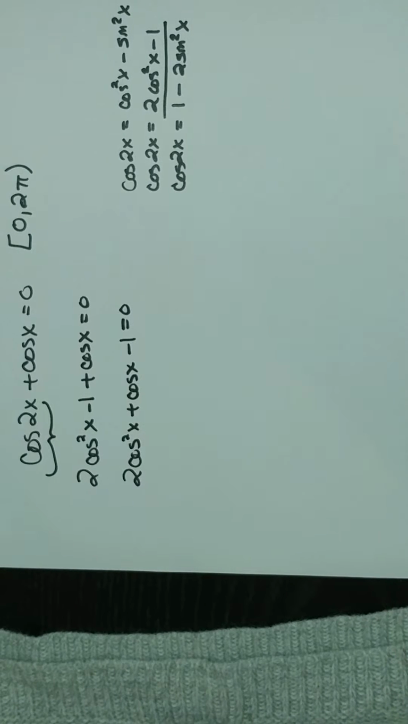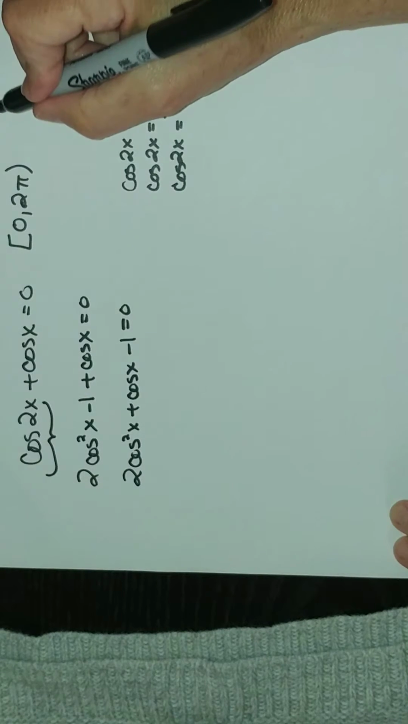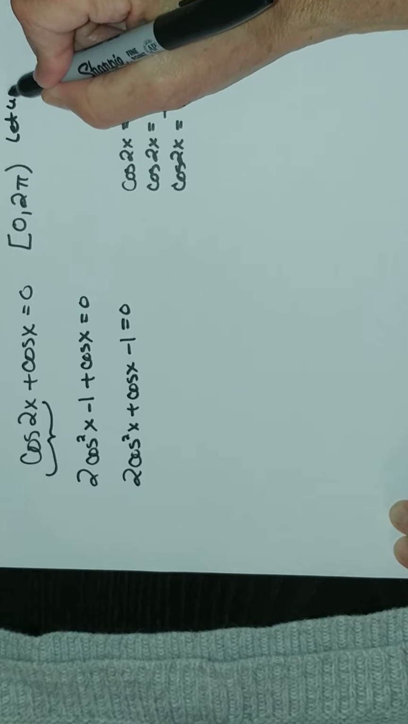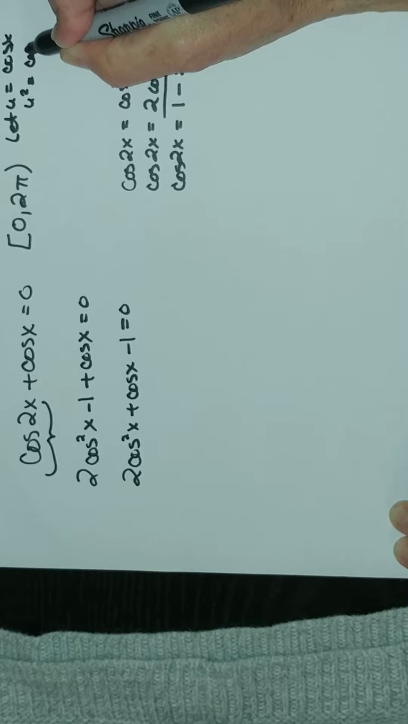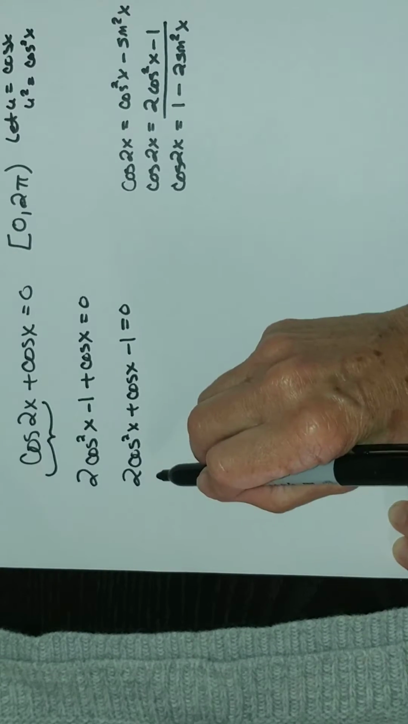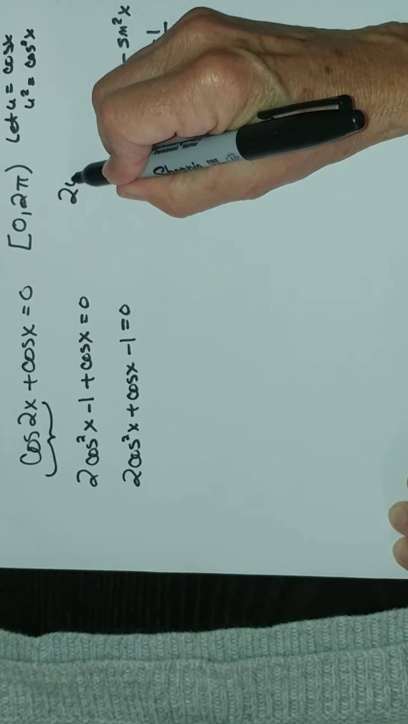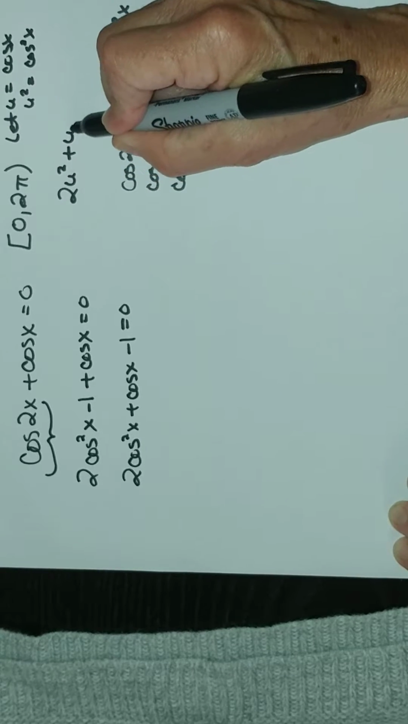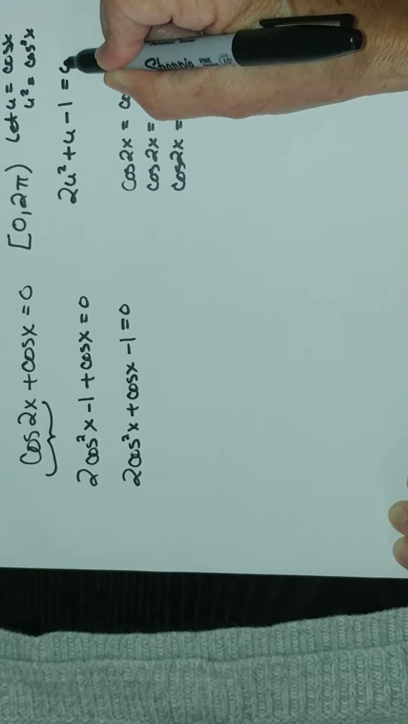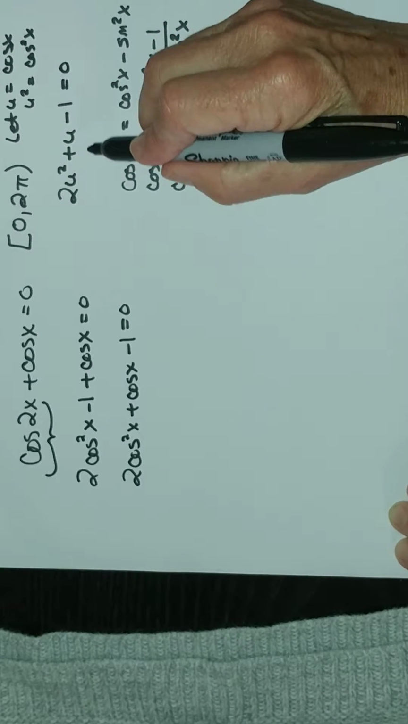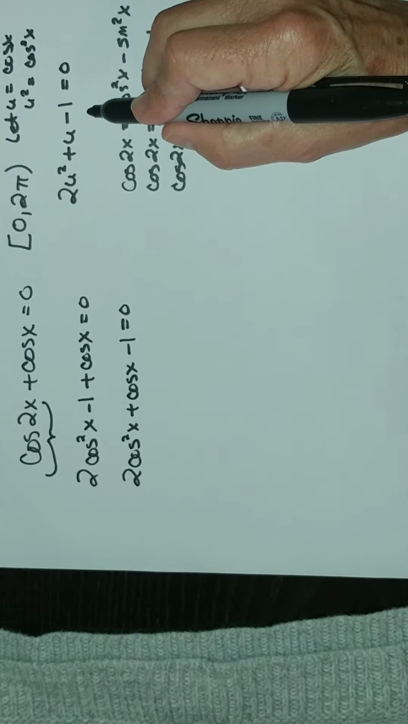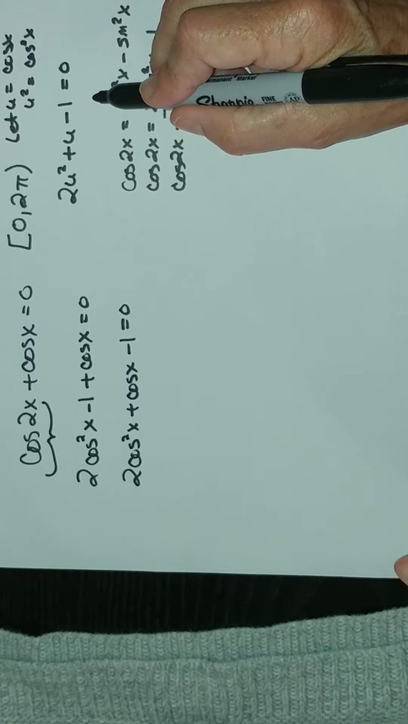If you have trouble seeing it in terms of cosine, you can do substitution. You can use substitution where you let a variable, say u, equal the cosine of x. And then u squared would equal the cosine squared of x. You could rewrite this equation right here into 2u squared plus u minus 1 equals 0. You could solve for u and then substitute cosine of x back in for u at the end if it's hard for you to see factoring when it's in trig form.